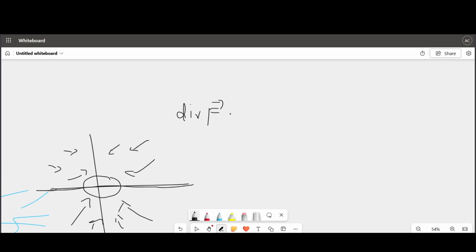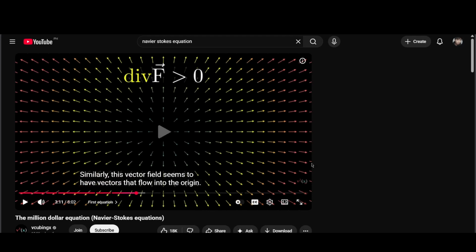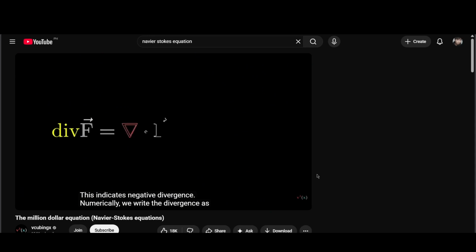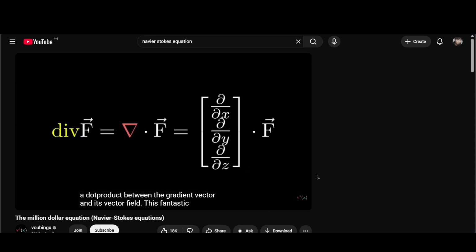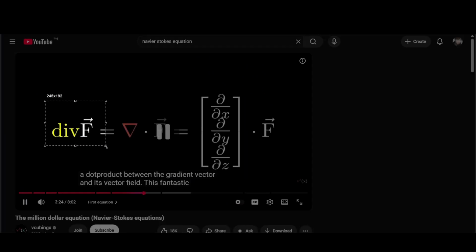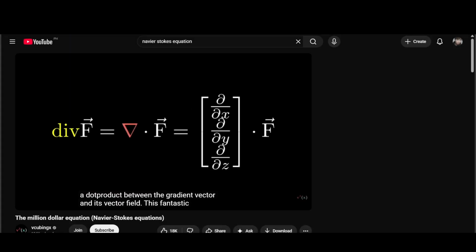If we can look at an analogy earlier, or the example that I made earlier, it's a pothole, and the water is coming inside, so that means that it has a negative divergence. So we could probably say that the denotation of it would look like this. So div f.